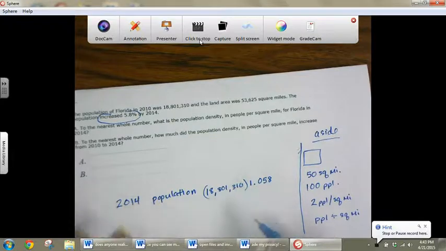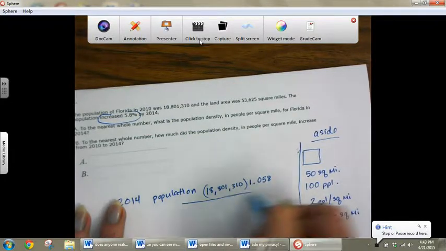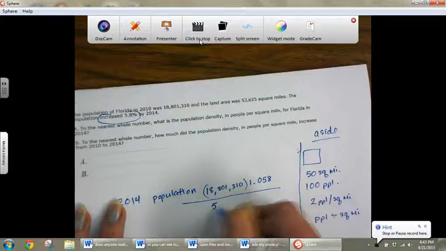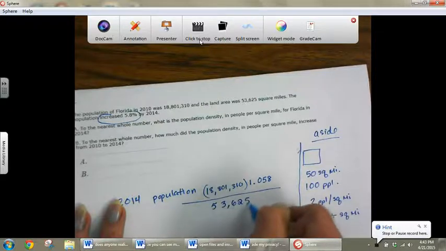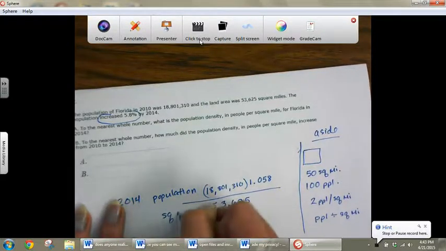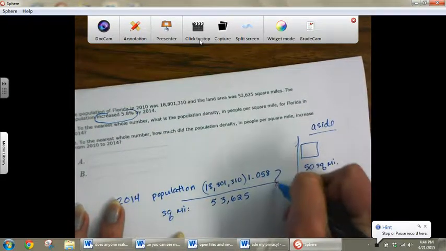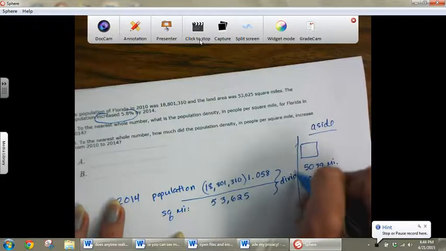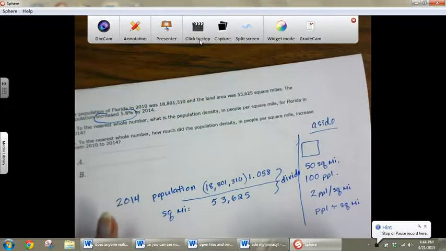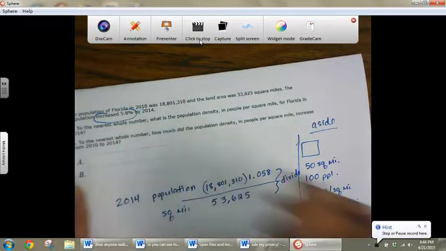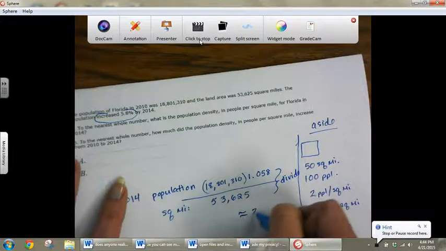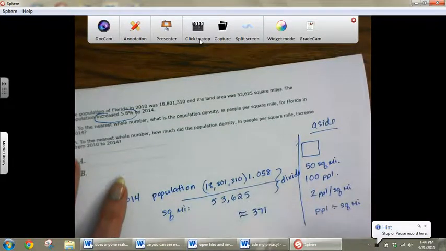Then divide that number by the amount of square miles that you had, 53,625, that's the square miles. And after you go ahead and divide those using a calculator, you should get about 371. It says to the nearest whole number, so I think I got 370 point, a high number.